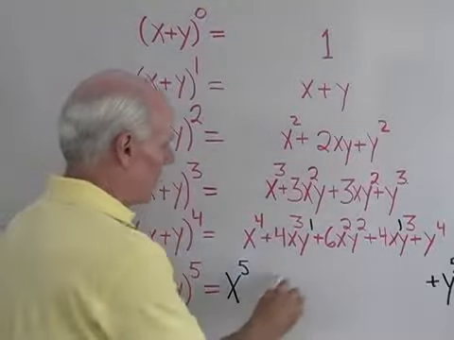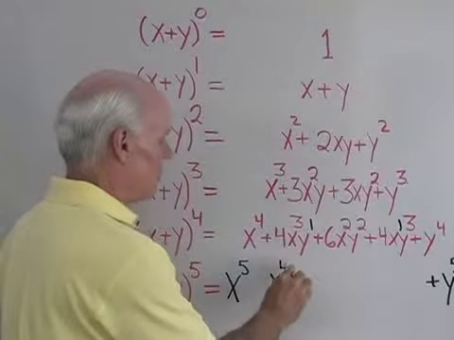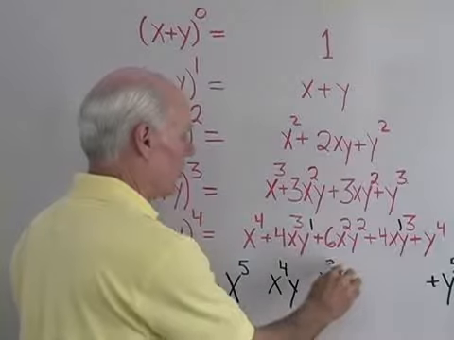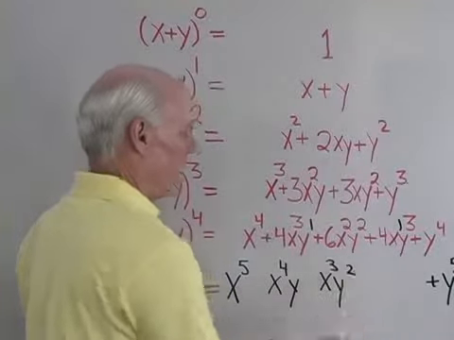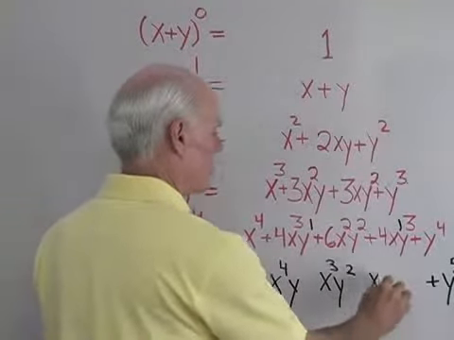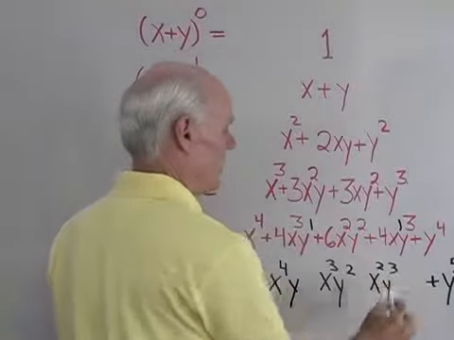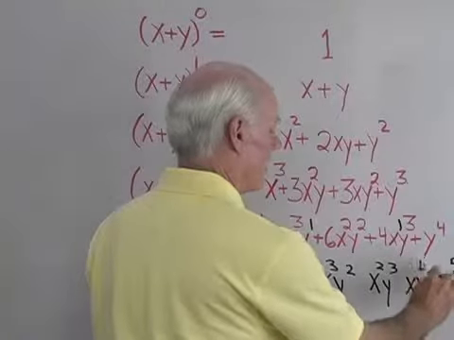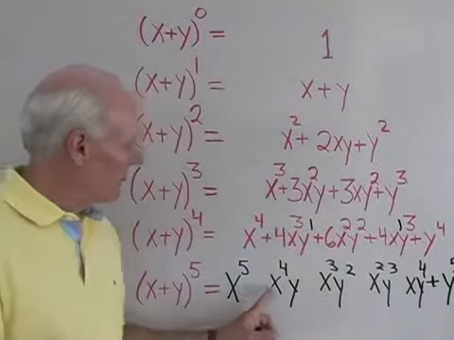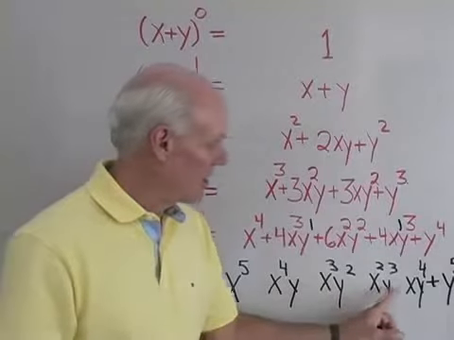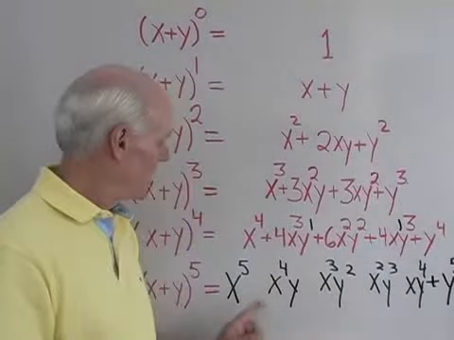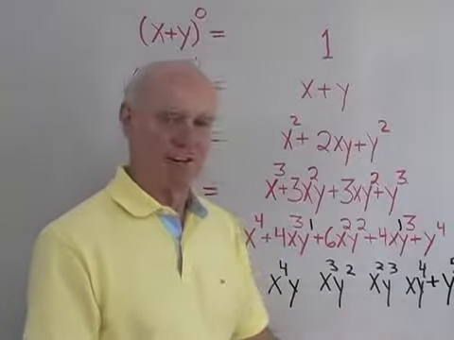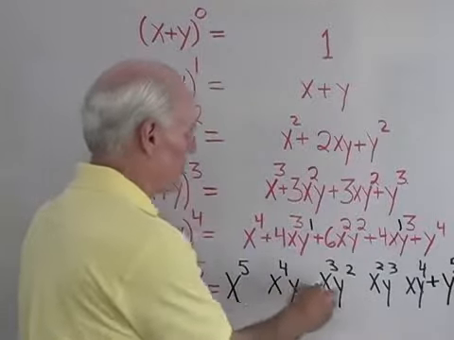So I'm going to say that my second term should involve x to the fourth, y to the 1. The next term will be x to the third, y squared. The next term will be x squared, y cubed. And the term after that should be x, y to the fourth. So there I go, x to the fifth, x to the fourth, x to the third, second, x to the first, x to the 0. Y to the 0, y to the 1, y to the 2, to the third, to the fourth, to the fifth. Now, what about the coefficients here?